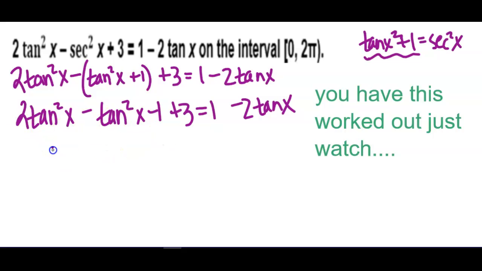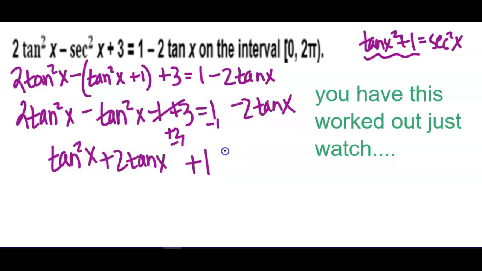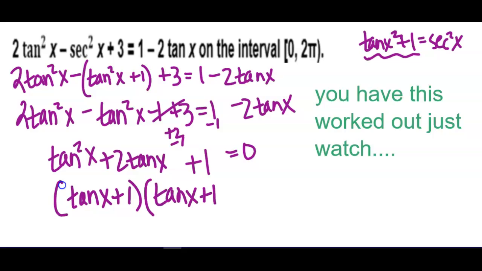Then I'm going to combine these and get a tangent squared. Let's see, I have a -1 and a +3. That would be a +2. And I'm going to subtract this 1 over to that side, so I wind up with a +1. And I'm going to add this 2 tangent over here. And then it's going to factor: tangent of x plus 1 times tangent of x plus 1, because, remember, it was a tangent squared plus 2 tangent plus 1. Does everybody see how that will factor?